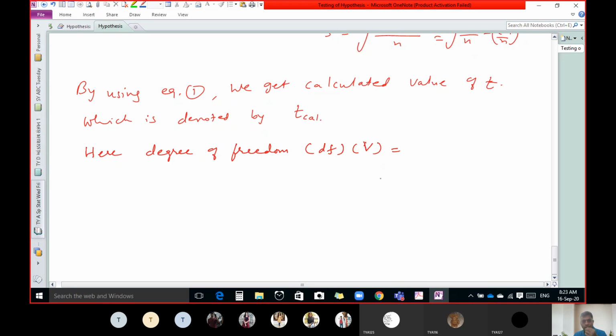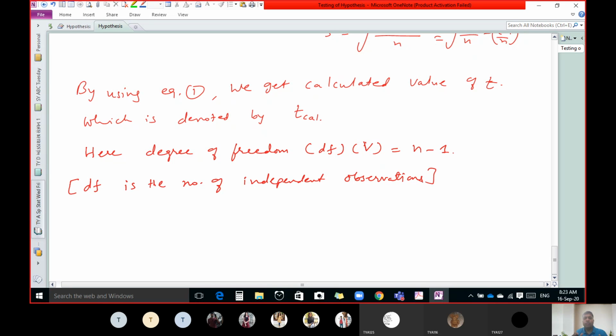So degree of freedom, df, the formula of that is n minus 1. Just you have to learn this. Degree of freedom is n minus 1. Now the question is, what is degree of freedom? The definition of that is, degree of freedom is the number of independent observations.